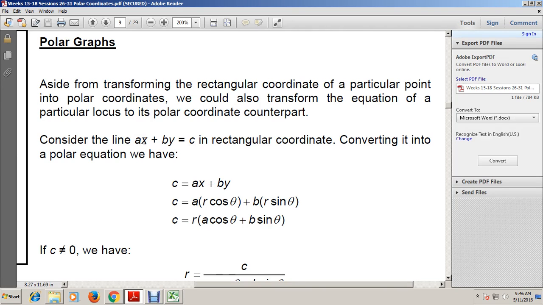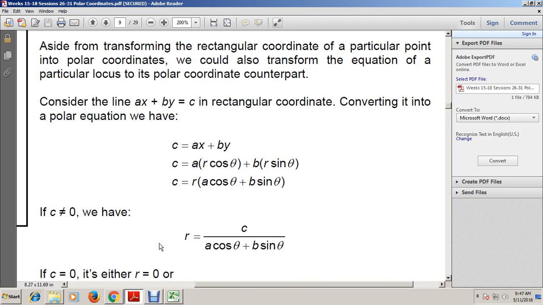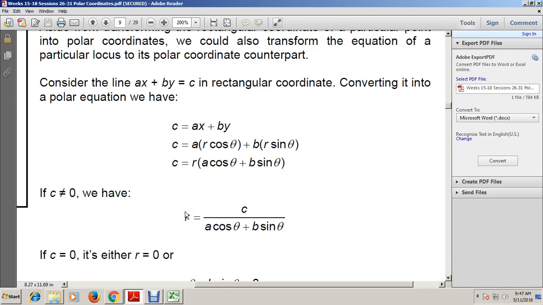If we replace x with r cosine theta and y with r sine theta, then our equation ax plus by equals c becomes c is equal to ar cosine theta plus br sine theta. Since r is a common factor, we could bring that out, so we have c is equal to r times (a cosine theta plus b sine theta). Of course, the condition here is that c should not be equal to 0, otherwise our equation would simply fall into a point.